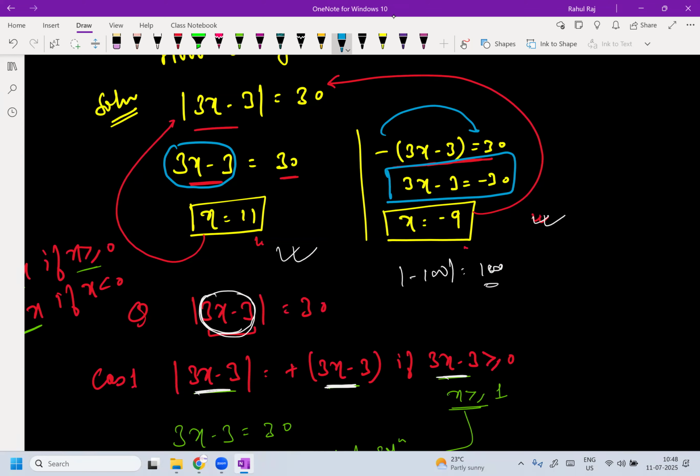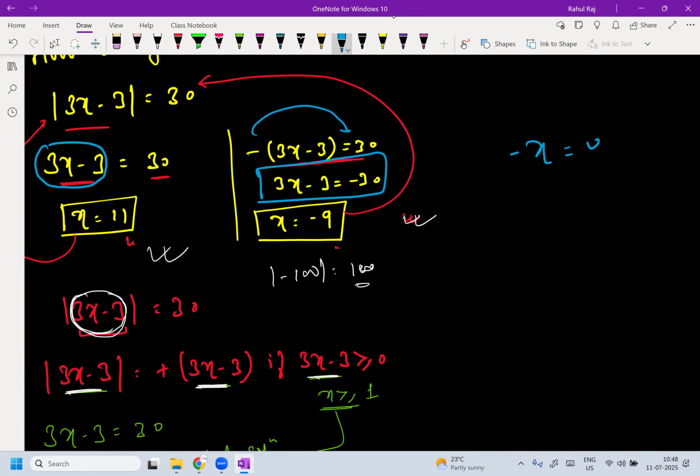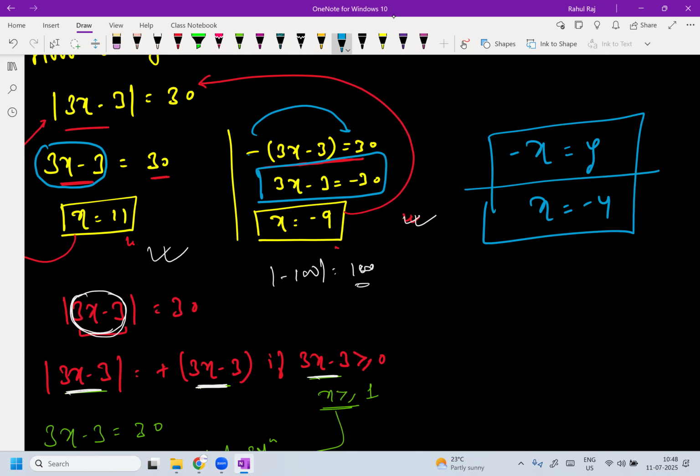So that you don't get confused. You do negative here or you do negative 30 here. It's one and the same thing. You do negative x is equal to y or you do x is equal to negative y. These two are eventually the same thing. There's no difference at all. Am I right? Any problem?